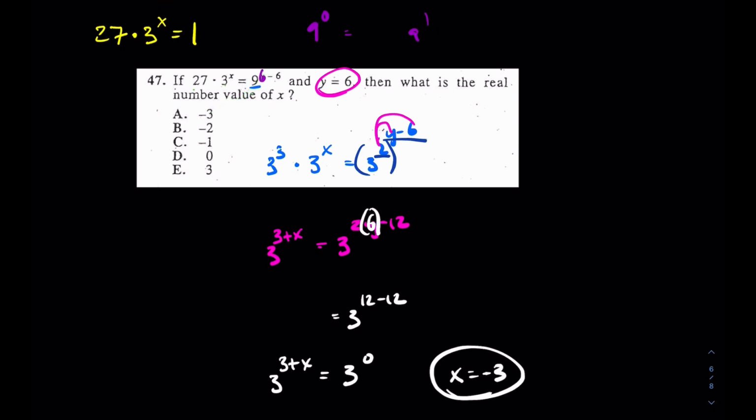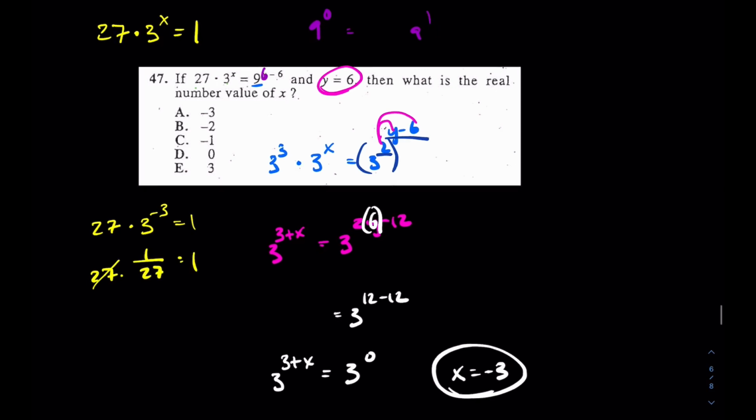And that's obviously done in your calculator if you have it, but you could also try it by hand. It's 27 times 3 to the negative 3 equals 1. Well, this is 27 times 1 over 27 equals 1. These 27s both cancel. You have 1 equals 1. Check mark. Perfect. The answer here is A, regardless of how you do it.